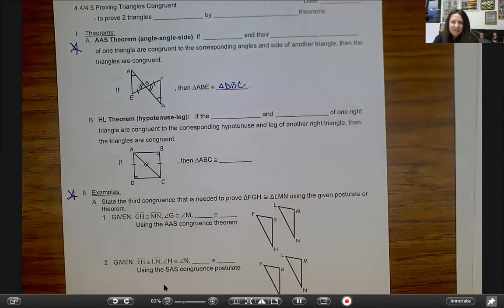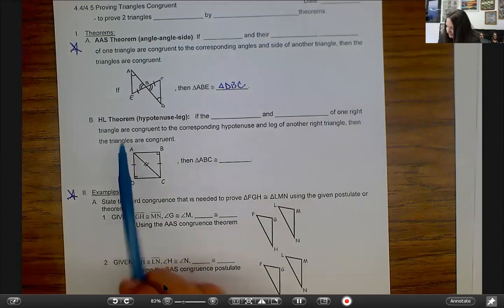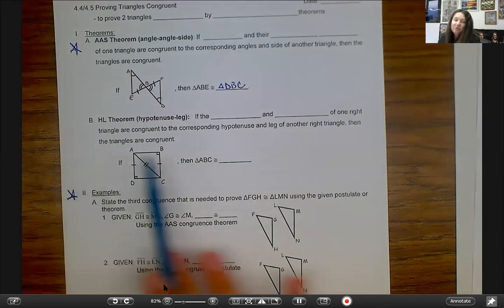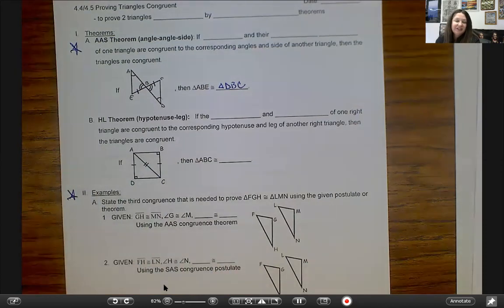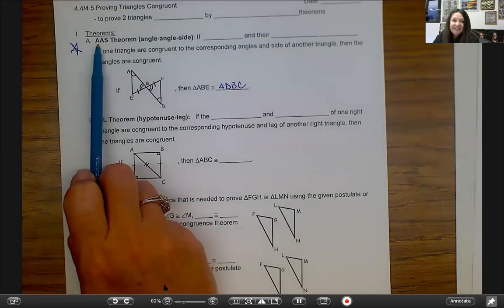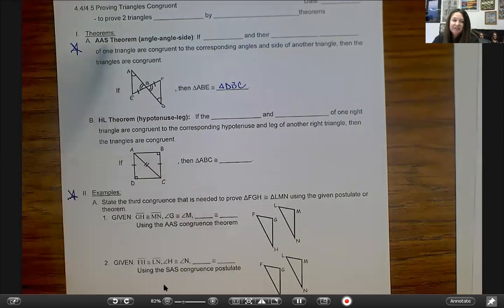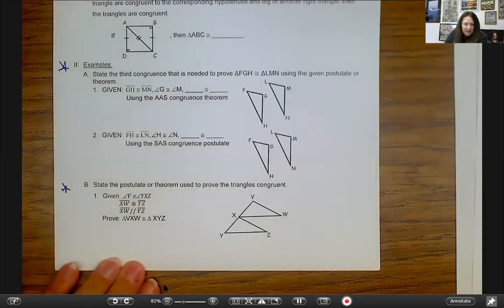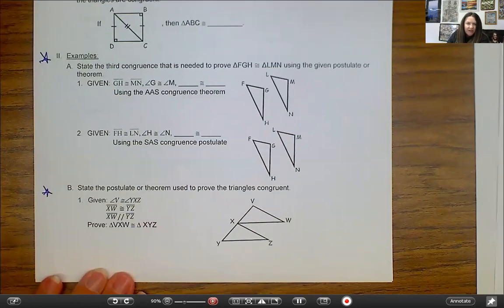HL, which is hypotenuse leg, is another congruency case. It only works with right triangles because you can't have a hypotenuse without a right triangle. So that's another scenario. We're just not going to include that this year with our assignments or our proofs. So you don't necessarily need to worry about it, but it is another scenario that does end up working. The only one we're actually adding in this lesson will be angle, angle, side. So let's look at some examples and what that would look like or how that would work.